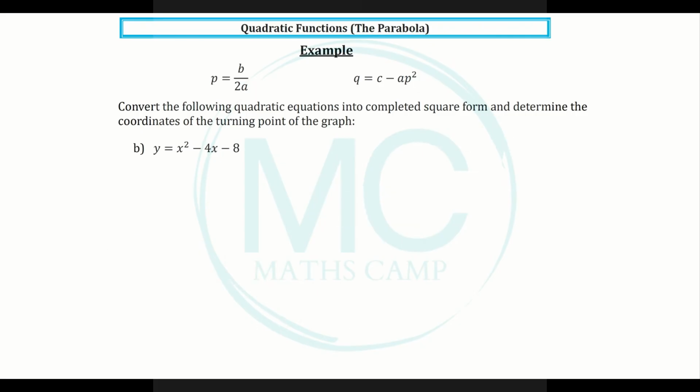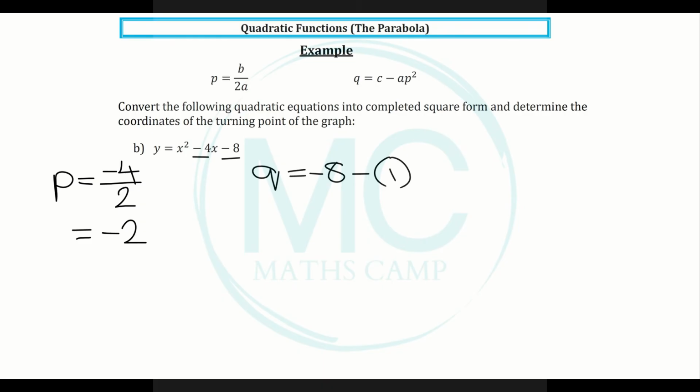x squared minus 4x minus 8. Let's find our value of p. p is equal to b, negative 4, over 2 multiplied by 1, which is 2. Negative 4 divided by 2 gives us negative 2. To find q, we say c, which in this case is negative 8, minus a, which is 1, multiplied by p, negative 2, squared. Now I have negative 8 minus 4, which is equal to negative 12.